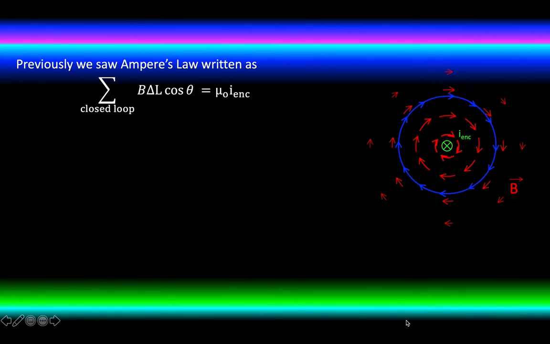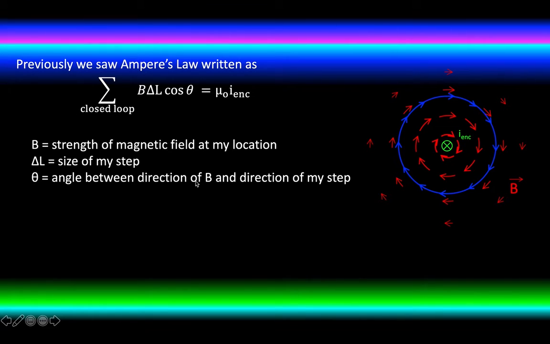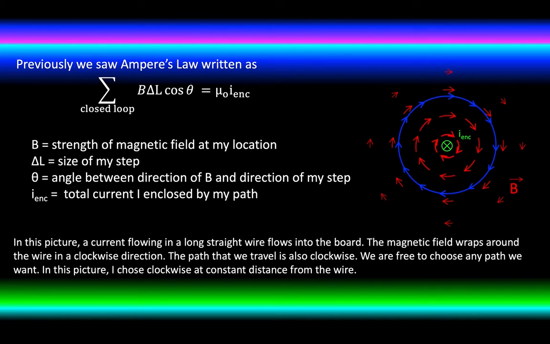Previously, we wrote Ampere's law in this form. So when we write Ampere's law, we are considering that we walk in some closed loop where B is the strength of the magnetic field at our location, L is the size of a step we take as we are walking around a closed loop, theta is the angle between the direction of the magnetic field and the direction of a step that we take, and I enclosed is the total current that we walk around as we traverse our closed loop.